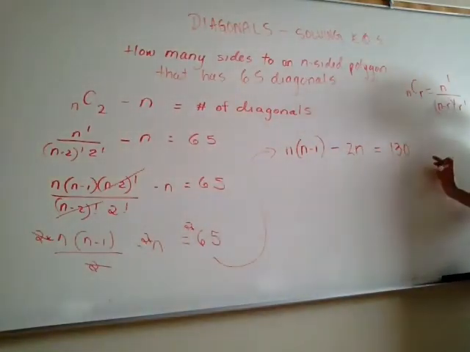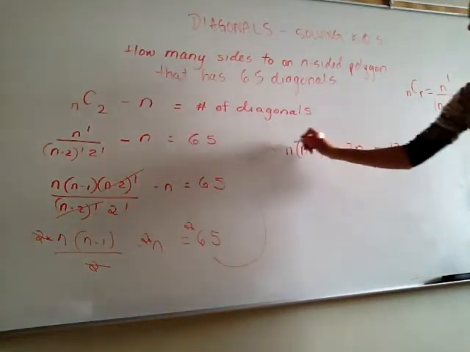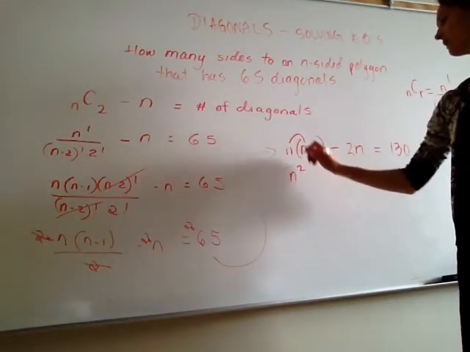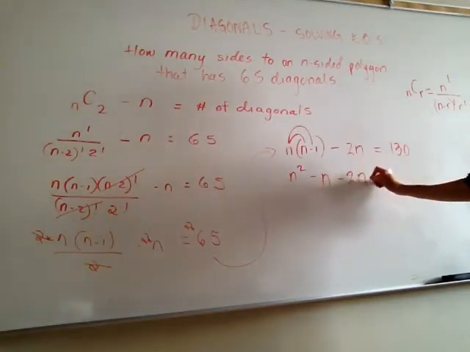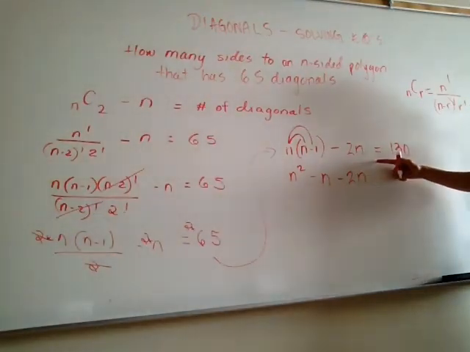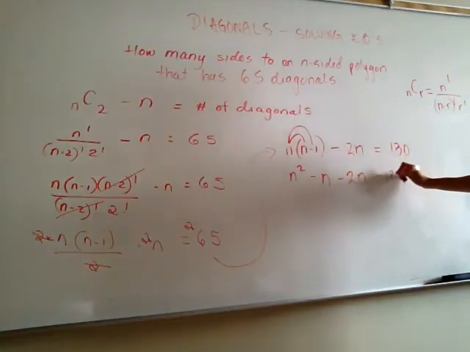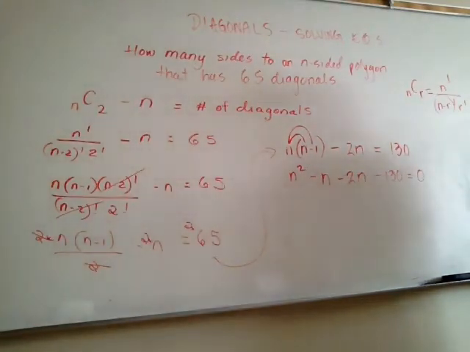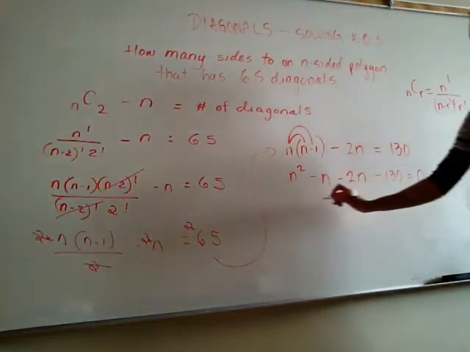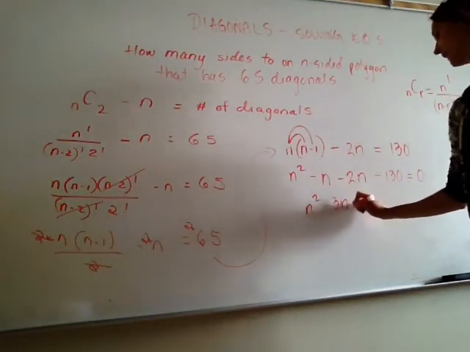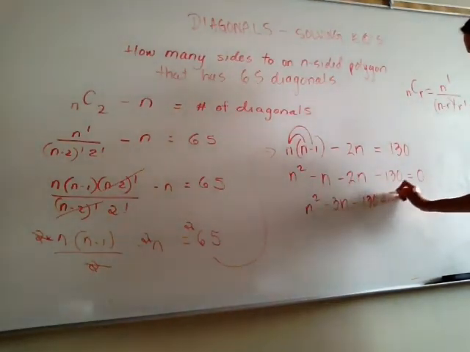Our goal now is to create a quadratic equation and solve from there. So n times n is n squared, n times negative 1 is negative n, minus another 2n. Now I'm going to bring that 130 over, so subtract it. That will equal 0. Just combine those middle terms and I get n squared minus 3n minus 130 equals 0.